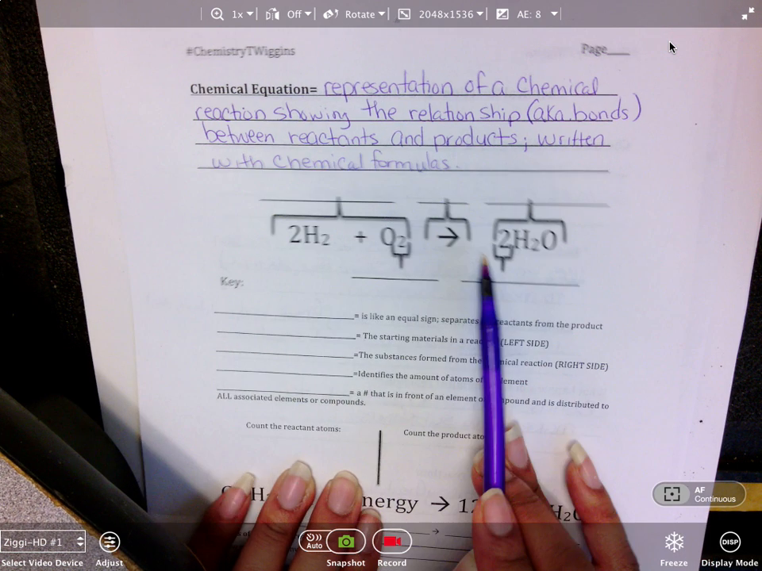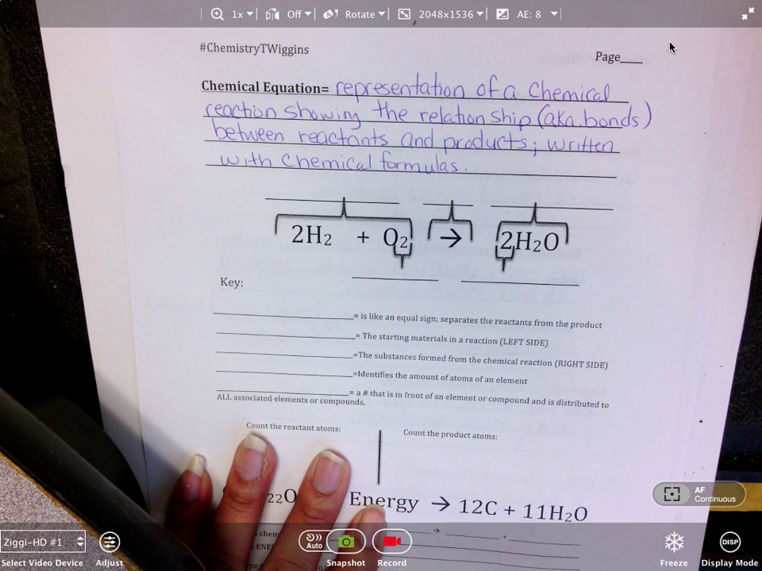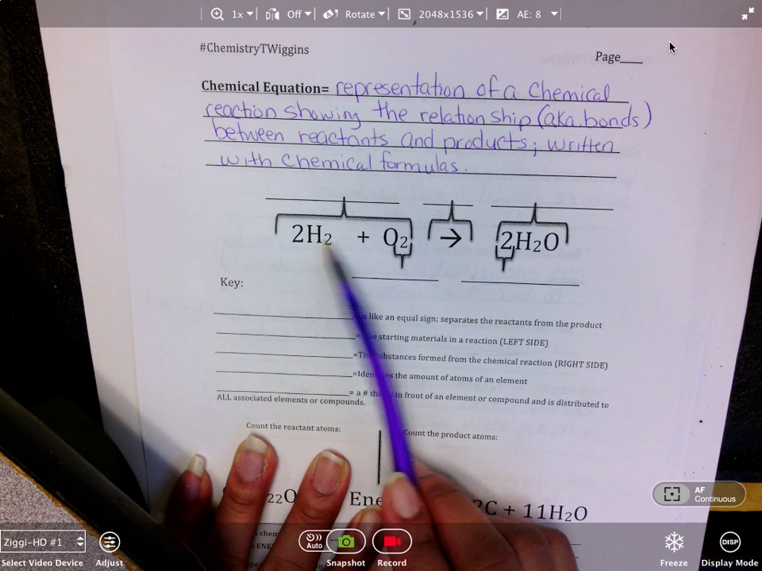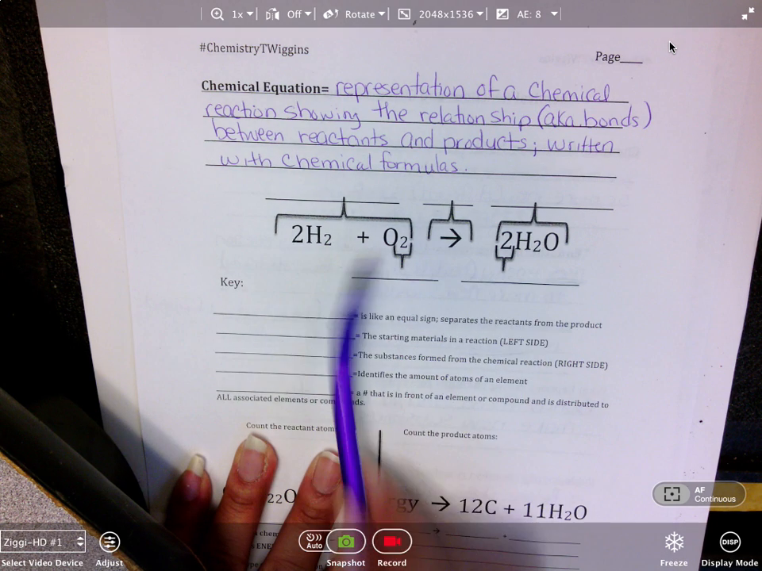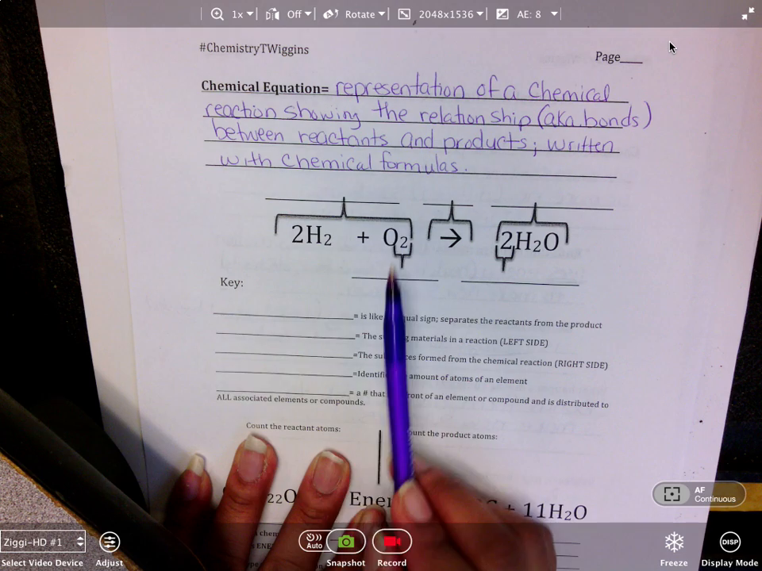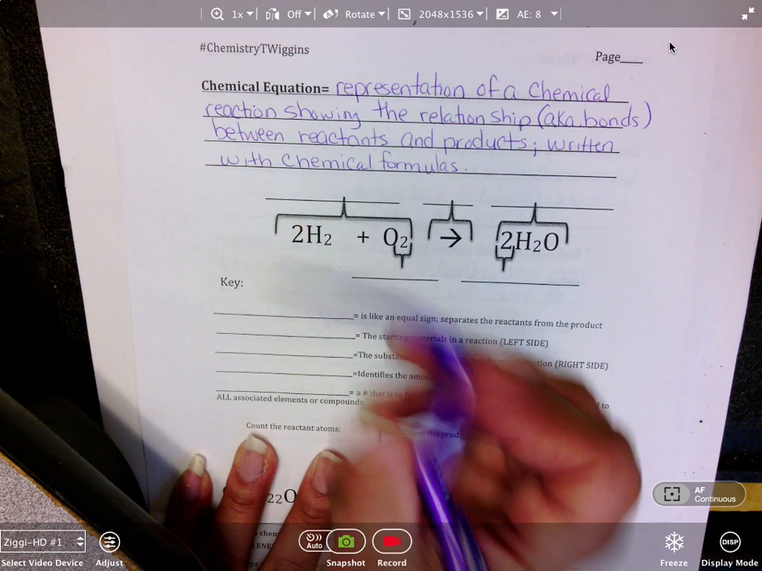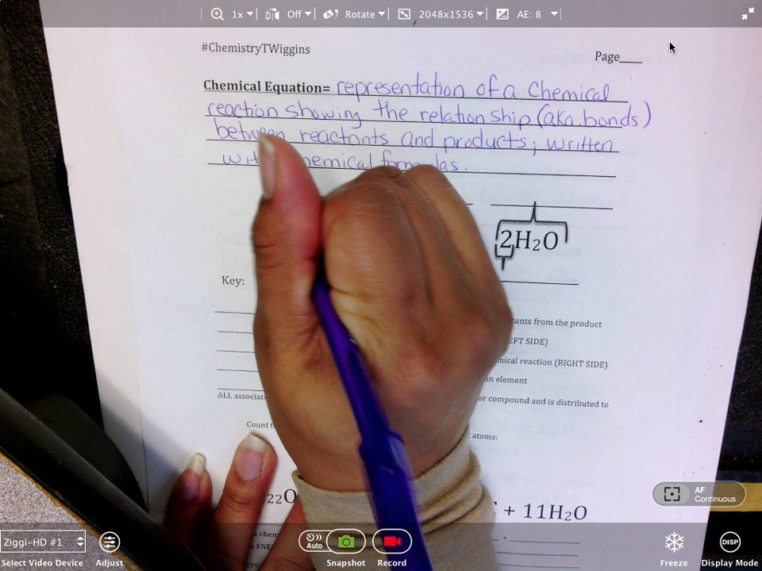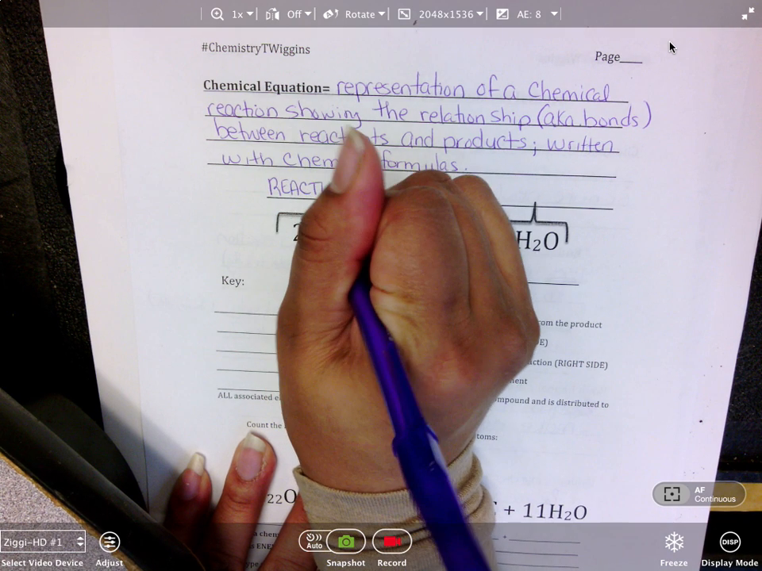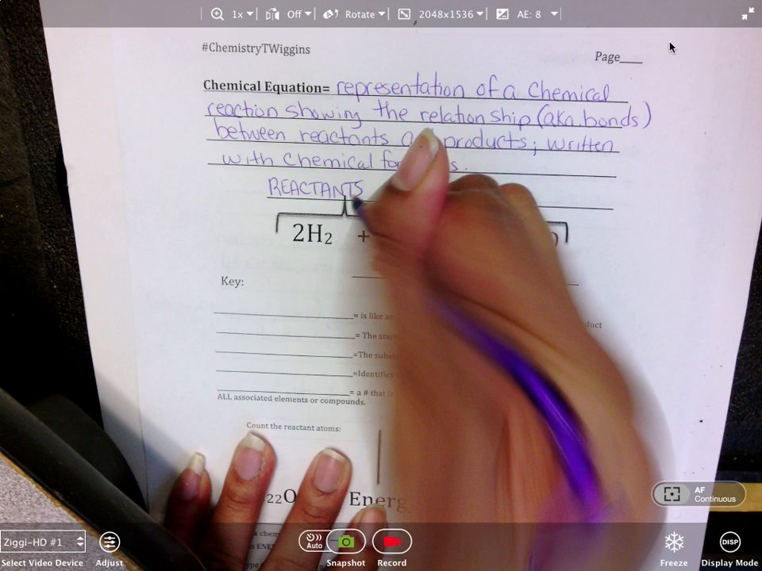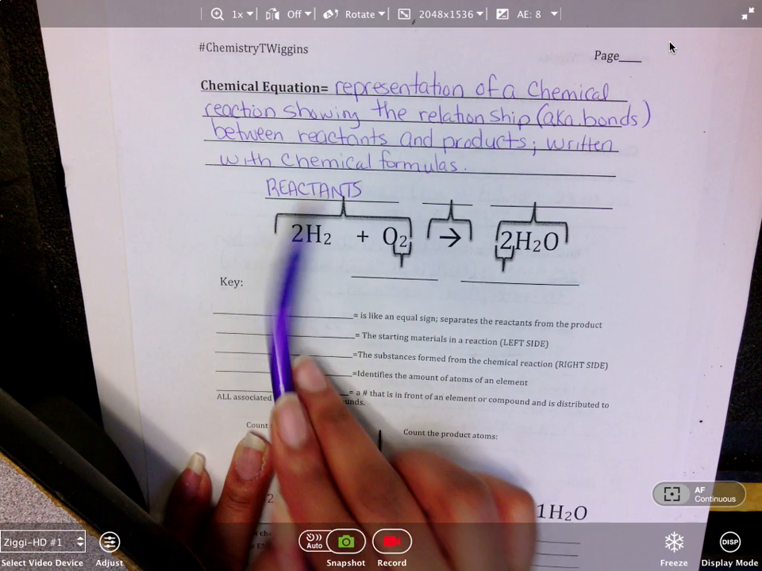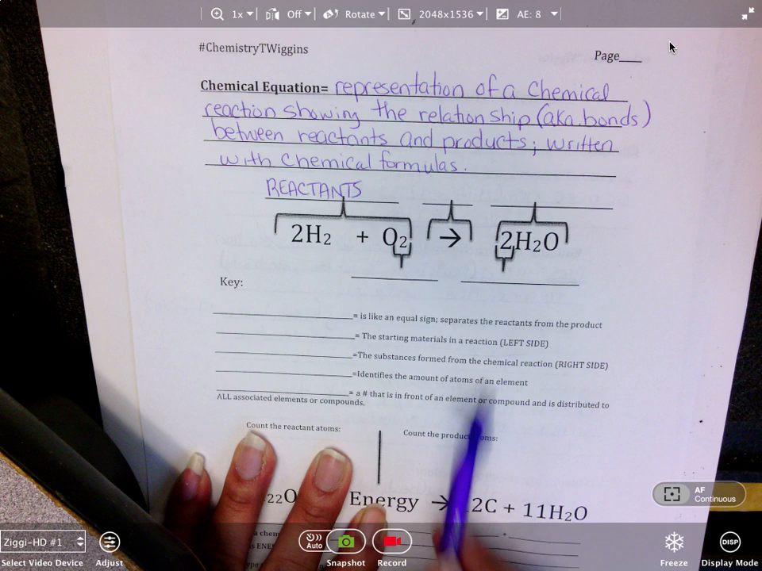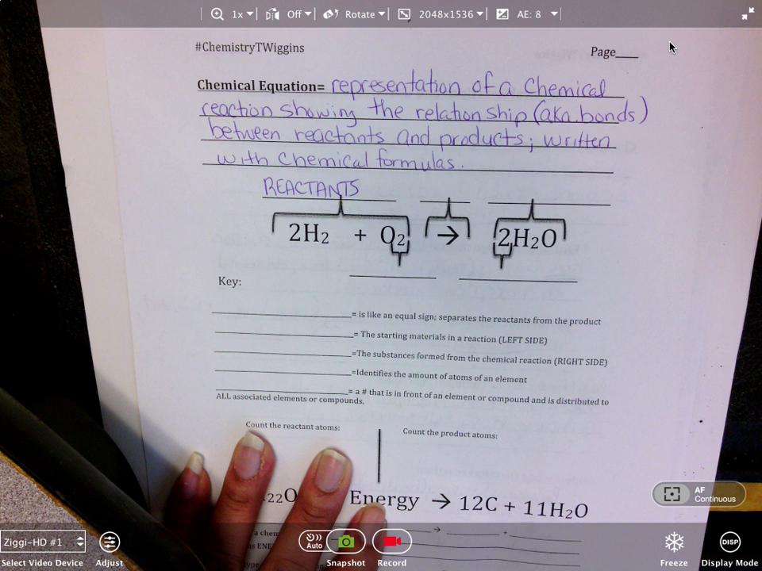And it is showing the relationship between what we have in this thing called reactants and products, and it's written with formulas. These are formulas. On the left side of the equation, we have what's known as our reactants. All of this are the reactants. That's everything on the left side of the arrow. Reactants, meaning these are things that are going to react together.